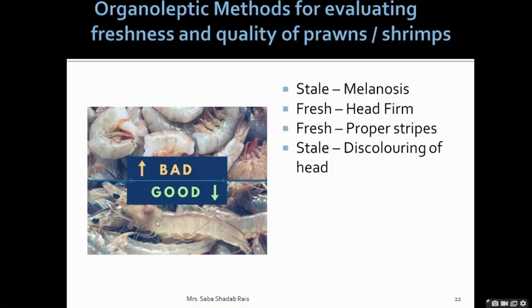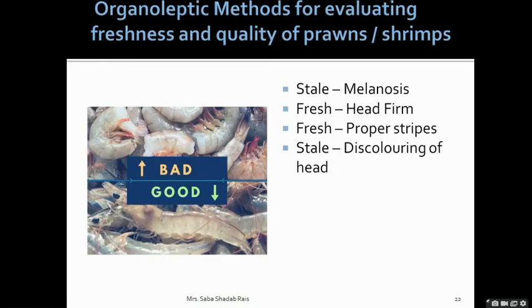The most noticeable change is the progressive black discoloration of the head. Means black discoloration will start occurring on the head region, as well as the tail region. Now why is this happening? Because of melanosis. Melanosis is the process which will start occurring.